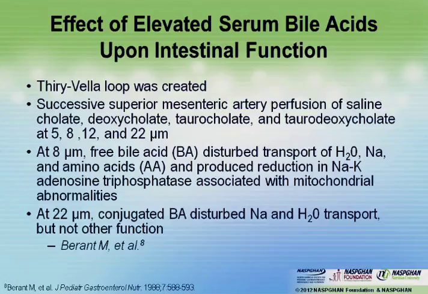A group from Israel, Barrett and his colleagues, created a Thiry-Vella loop in dogs. That's just exteriorizing a loop of bowel. And then they did superior mesenteric artery perfusion of saline and progressively increased quantities of primary bile acids. And what they found, that at 8 micromolar, which is very easily achievable in severe cholestasis, you had disturbed transport of water, sodium, and amino acids. And at 22, there was very severe sodium and water transport abnormalities and net secretion rather than absorption.